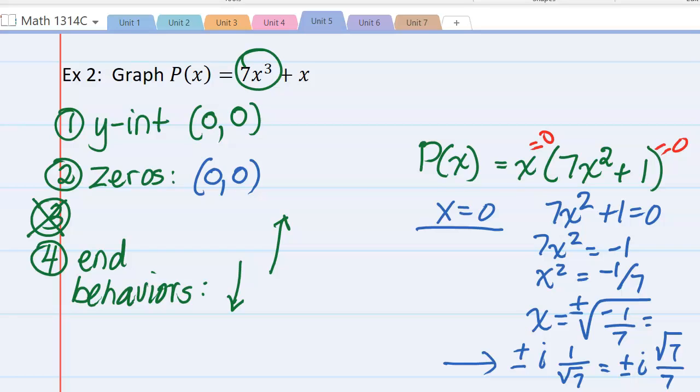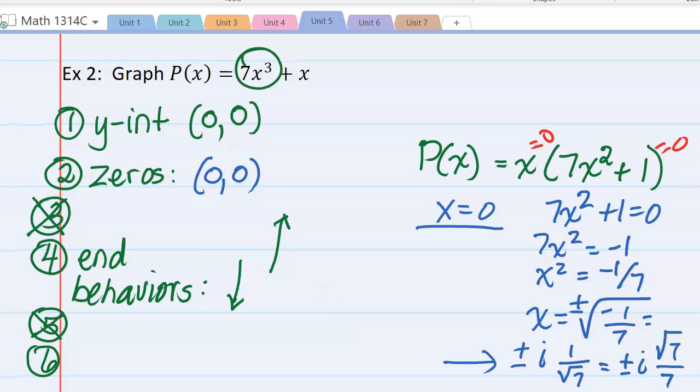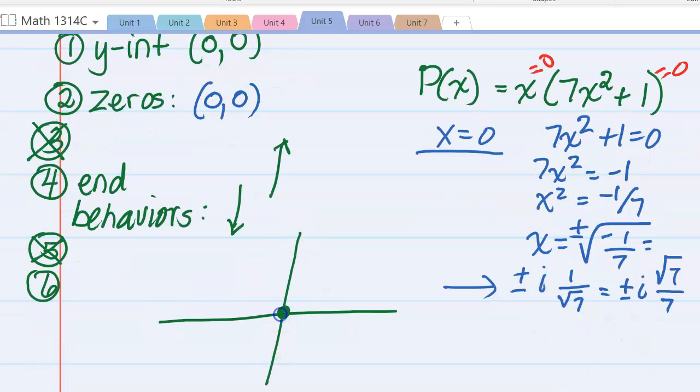For step 5, our zeros have a multiplicity of 1, and we will talk more about multiplicity in a moment. For step 6 and our graph, all we have is 1 point and the end behaviors. But we also have those 2 imaginary zeros. We will represent them with the wiggle in the graph as noted in the sketch.